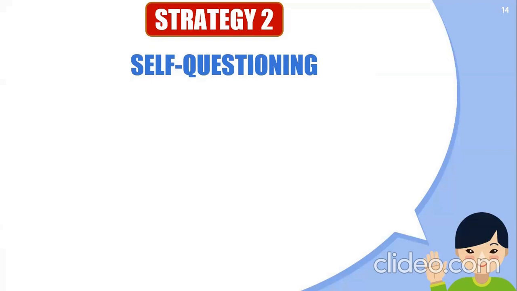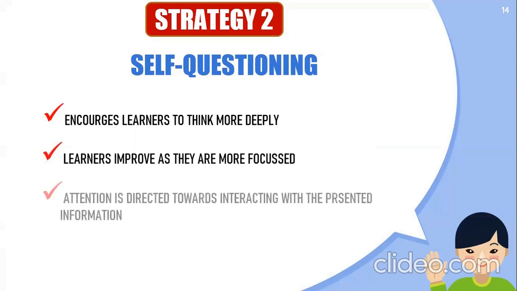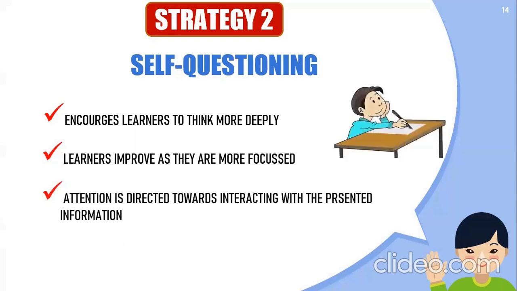So I am using the second strategy now, that is collecting information from different sources. My source could be books, or it could be a website. Today I'll be talking about sources from the website, because I have collected this information from the website. This self-questioning technique can encourage the learners to think more deeply, and it helps them improve as they are more focused, and attention is directed towards interacting with the presented information. Having understood the metacognitive strategy of self-questioning, now we move on to the evidence that I have collected from the website. So first is antioxidants.